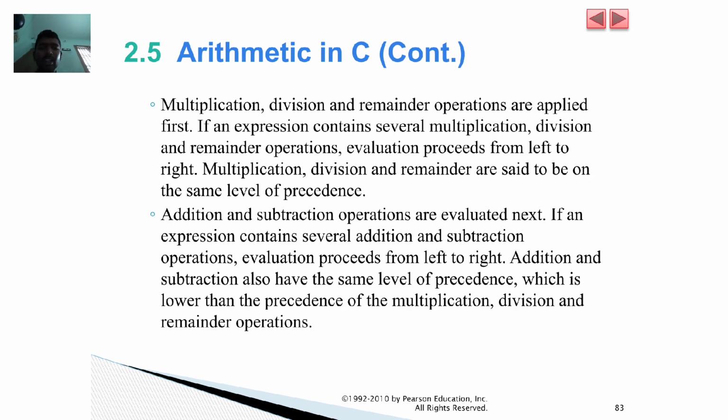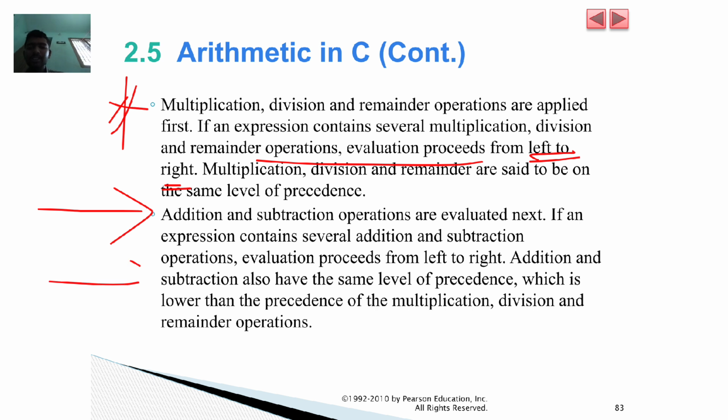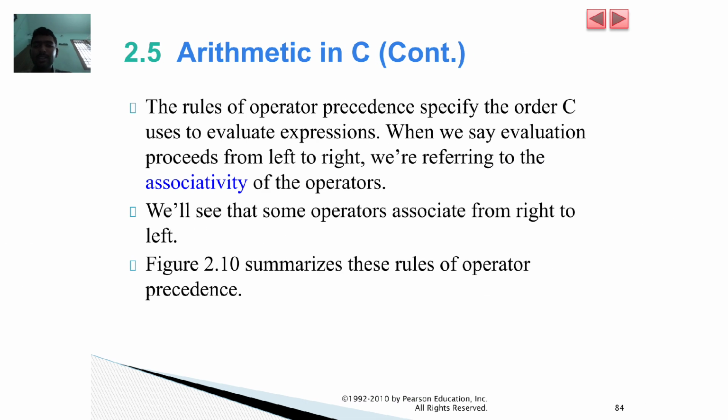The multiplication, division and remainder operators are applied first. You should remember, multiplication, division and remainder operations are applied first. If the expression contains several multiplication, division and remainder operators, the evaluation proceeds from left to right. You should remember, evaluation proceeds from left to right. For addition and subtraction operations, if the expression contains several of them, the evaluation is also from left to right. Always from left to right here also.